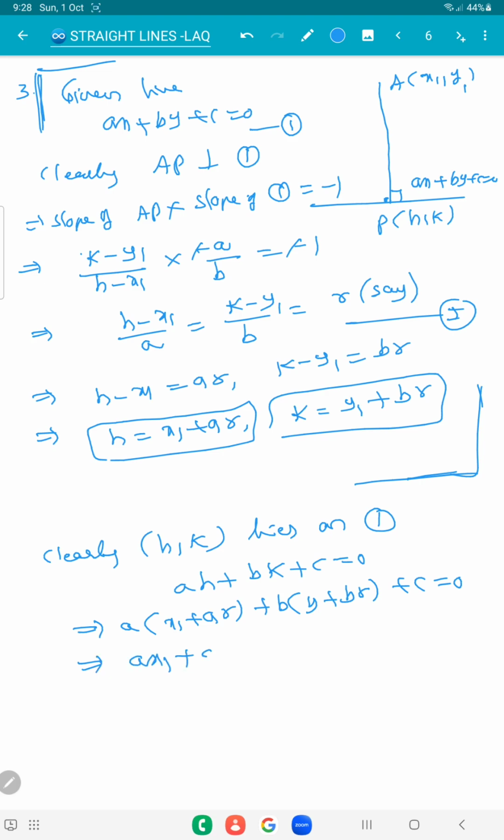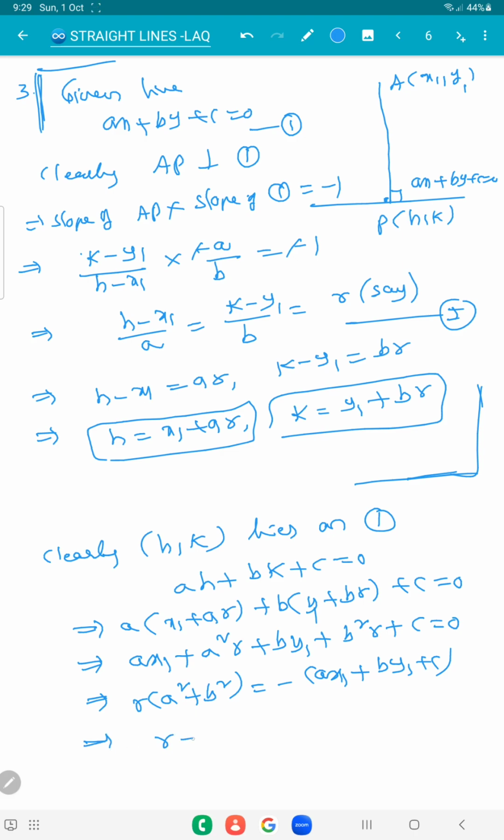So a x1 plus a squared r plus b y1 plus b squared r plus c is equal to 0. Bringing r common, we have a squared plus b squared, writing the remaining terms in the right hand side: a x1 plus b y1 plus c. So r becomes minus of (a x1 plus b y1 plus c) by root of a squared plus b squared.